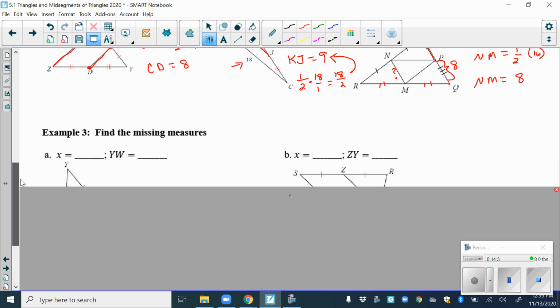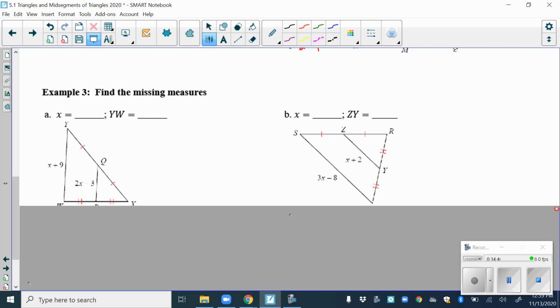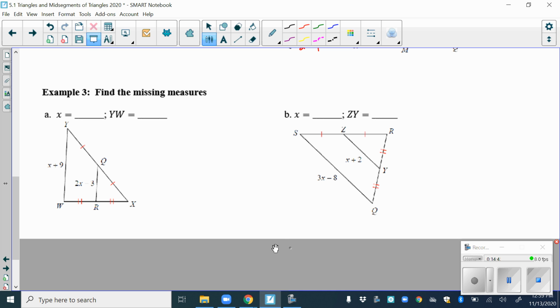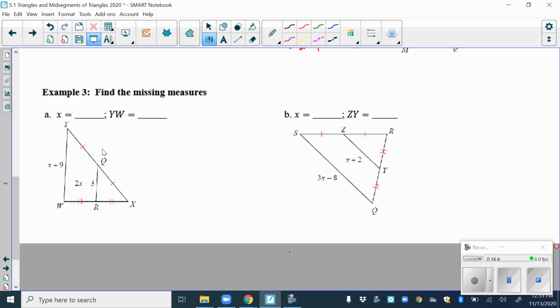Okay, another example. Example 3, find the missing measurements. So this time we've got some algebra. So we have that YW is x plus 9. We have QR is 2x minus 3. Okay, QR is the mid-segment. We know that because YQ is congruent to QW, we've got little tick marks, and YR is congruent to RX.